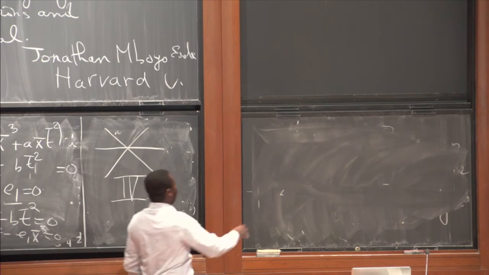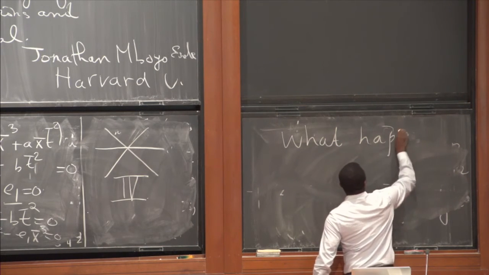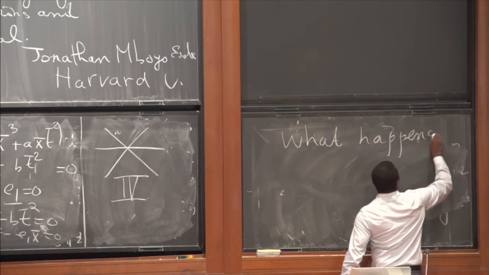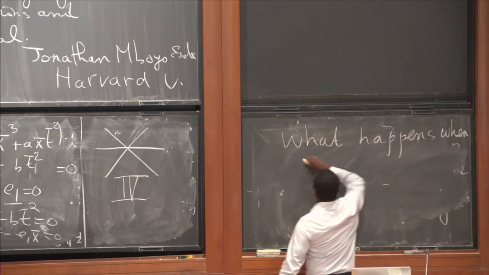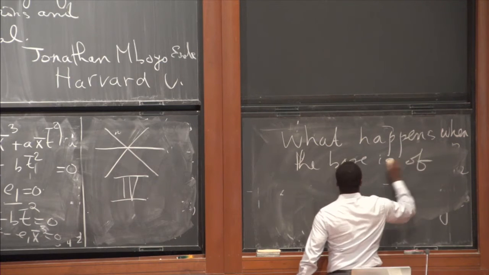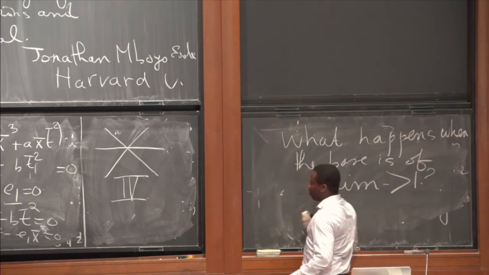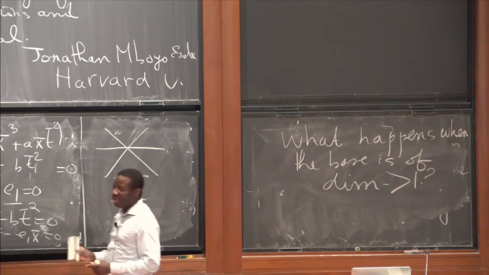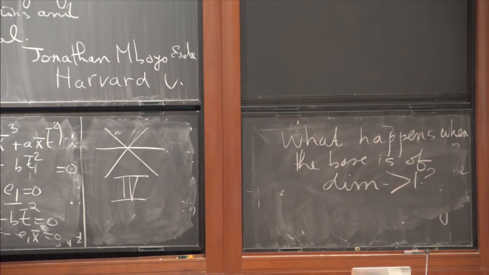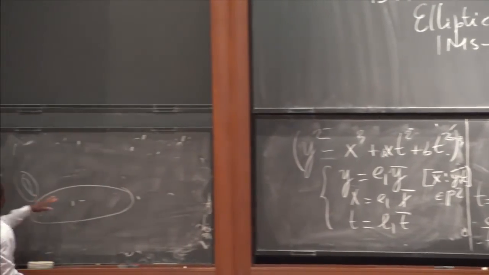So the real question is, what happens when the base is of dimension greater than 1? If you have a base of higher dimension, what happens is that you can have different types of singularity that collide with each other. So let's say your base is a surface. Over each point of the surface, you have a smooth elliptic curve.